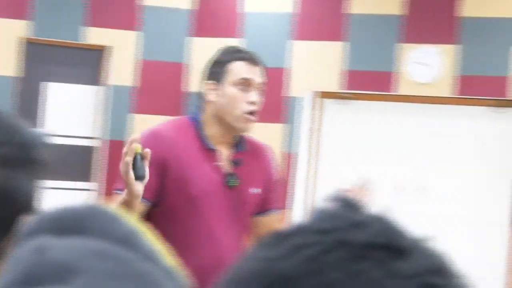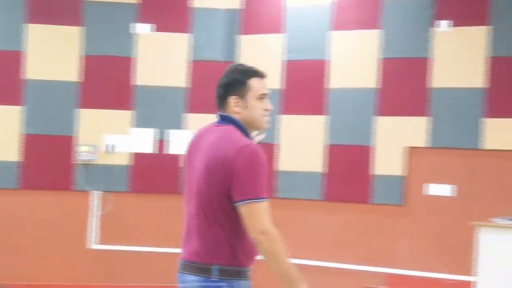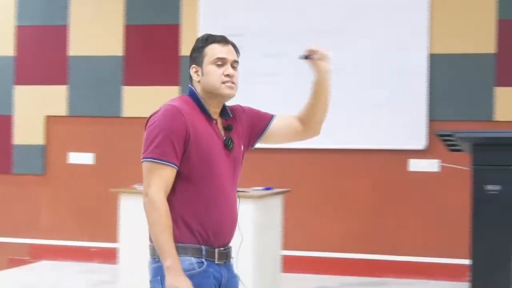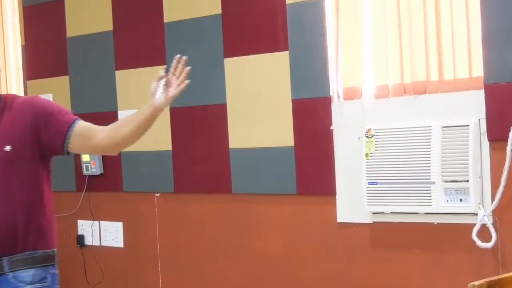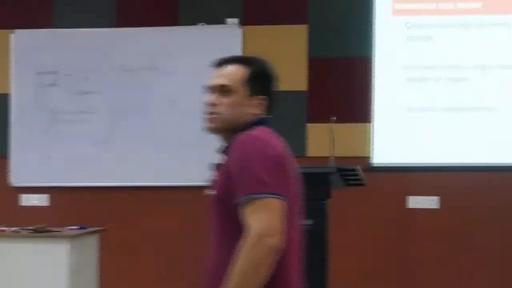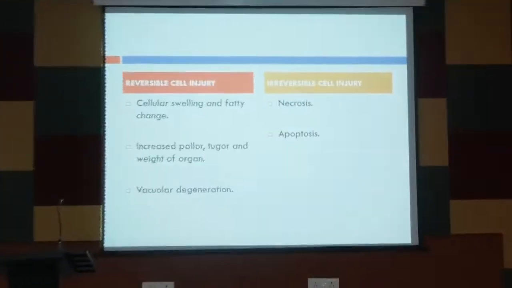For example, the myocardium of the heart. Even in the heart, myocardial cells also undergo fatty changes. So at the gross level, what you can appreciate is there is increase in the size of the organ, increase in turgor, and increase in weight. It's not tuber, it's T-U-R. I forgot to mention that alphabet. So increase in weight of the organ. Why? Because there is vacuolar degeneration or fatty change, which will cause increase in the weight of the organ. Right? Clear? And then comes irreversible injury, which will be taught later.